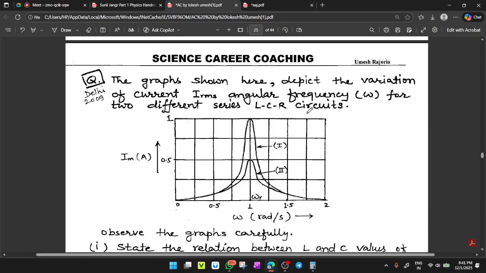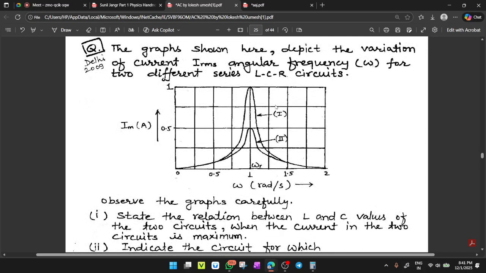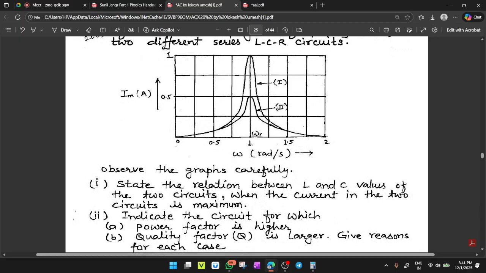See the next question, student. The graph shown here depicts the variation of current IRMS with angular frequency. So the graph is between IRMS and angular frequency, meaning effective current versus angular frequency, for two different LCR circuits. The first has a high sharp resonance and the second has a less sharp one. Observe the graph carefully.